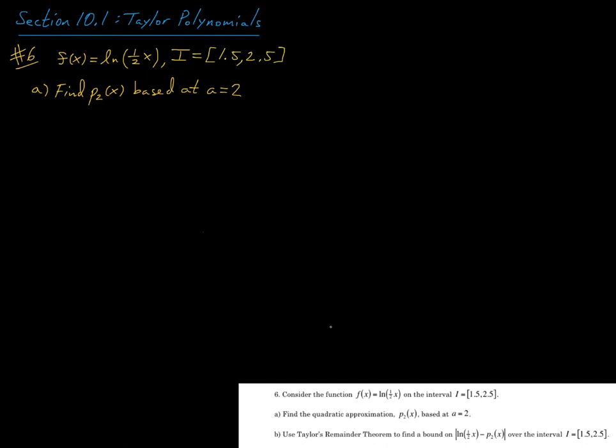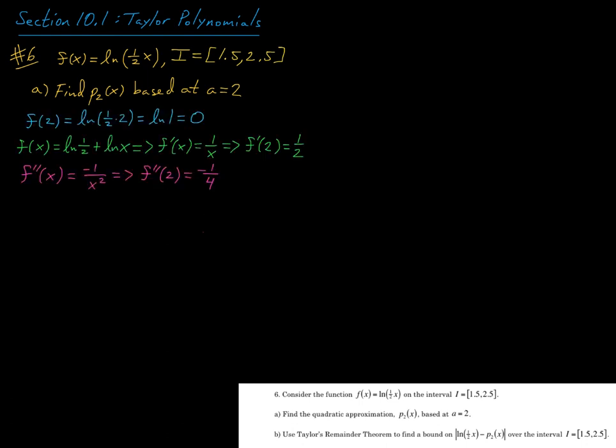Now part A says find the quadratic approximation p2 of x based at a equals 2. Okay, so we'll start out by finding f of 2, which is the natural log of 1, which is 0. Then we need f prime of 2. Now, one thing to simplify the calculation of the derivative, I'm just going to first write f of x as the log of 1/2 plus the log of x, just using the product to sum property of logarithms. And now differentiating, this log of 1/2 is a constant, so its derivative is 0. So I'm really just differentiating log of x, which is 1 over x. And so f prime of 2 is 1/2.